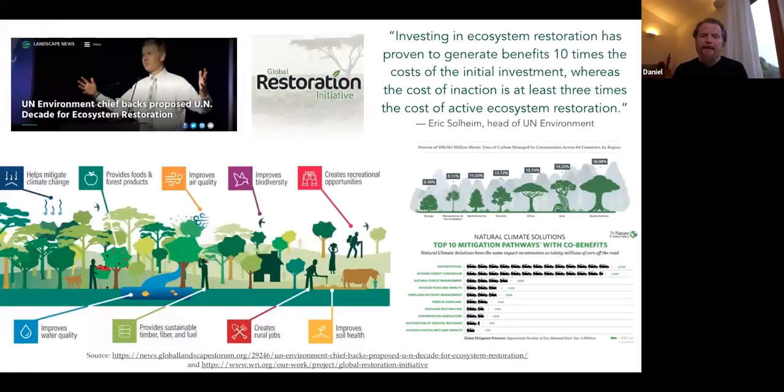So let me just go on. This is a slide up there. You can see Eric Solheim, who is the current head of UNEP, the United Nations Environment Programme. And he, at a recent landscape forum in Nairobi, put the weight of UNEP behind the call of El Salvador to name the next decade, 2021 to 2030, the UN decade of ecosystems restoration. And he spoke about all the benefits that ecosystems restoration have on multiple levels, from social, economic, ecological impacts that we need to address, and that it's actually much cheaper to address ecosystems restoration now rather than deal with the climate change impacts and the health impacts that failing to do so would produce in the future.